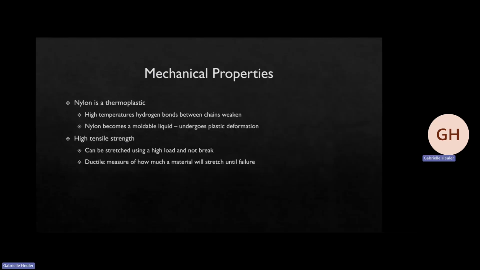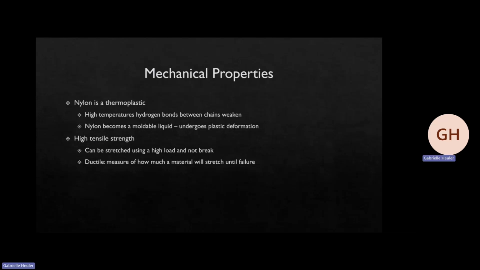For its mechanical properties, nylon is a thermoplastic, so at high temperatures, higher than its melting point, it becomes a viscous liquid that can be molded. The high temperatures break the hydrogen bonds between the chains, which allows nylon to be plastically deformed. Nylon also has high tensile strength, which means it can be stretched using a high load and not break.